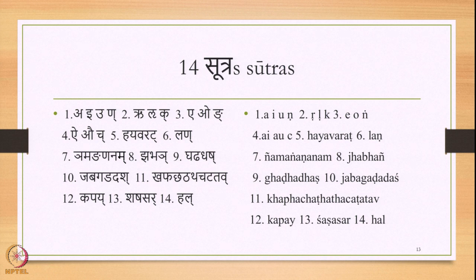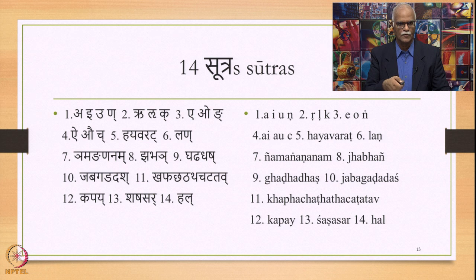Let me read these 14 sutras here. Ayun, Ruluk, Eong, Aiauch, Hayavarat, Lan, Yamangananam, Jhabhan, Ghadhadhash, Jabagadadash, Khaphachhathathachatatav, Kapay, Shashasar, and Hal. Generally, these are recited at a particular speed, and let me recite them at one go without stopping in between. They are Ayun, Ruluk, Eong, Aiauch, Hayavarat, Lan, Yamangananam, Jhabhan, Ghadhadhash, Jabagadadash, Khaphachhathathachatatav, Kapay, Shashasar, and Hal.